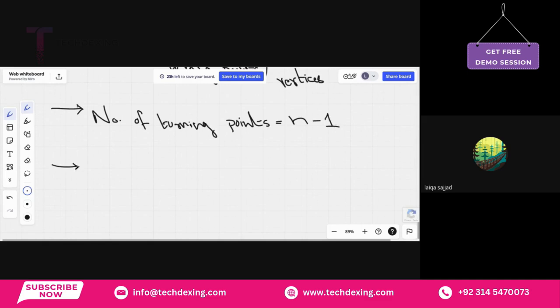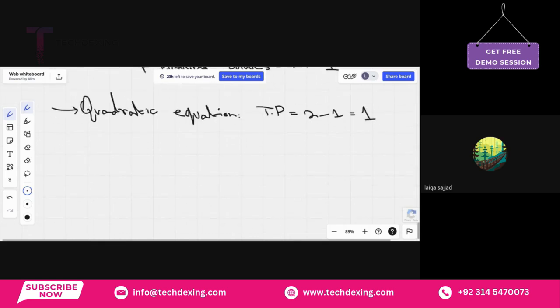So we will see that for a quadratic equation, the turning point, TP means the turning point, would be 2 minus 1 and it would be a single turning point. We will see only a single turning point. Still, we can have two types of graph. It can be either concave up or concave down.